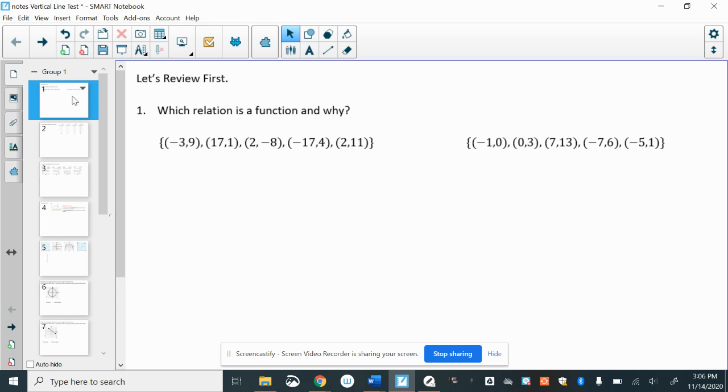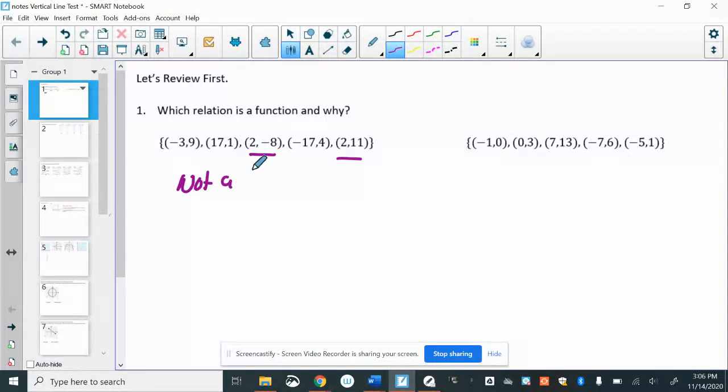Okay, so today we're going to continue on with our discussion of functions. The first question here is really just a review of what we've done: which relation is a function and why. We're looking at those x values. We're looking for repeats. As I look at our x values, I notice that the 2's repeat, which makes this not a function.